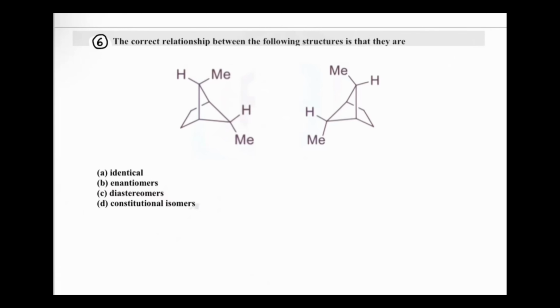And if you are getting a question like this, what we'll do first is determine whether they are identical or not. If they are not identical, only in this case will we move to the enantiomer and diastereomer case. So first we have to determine whether they are identical or not.